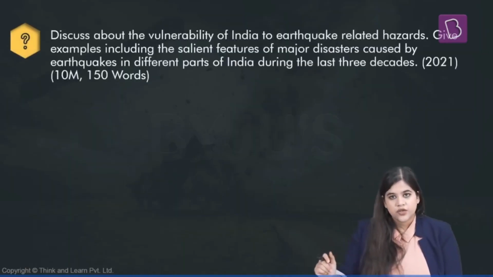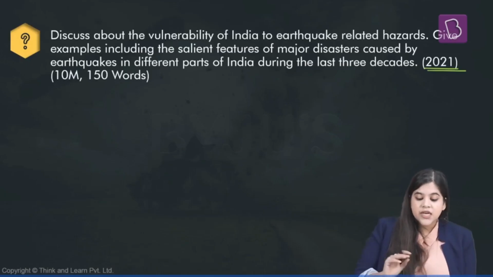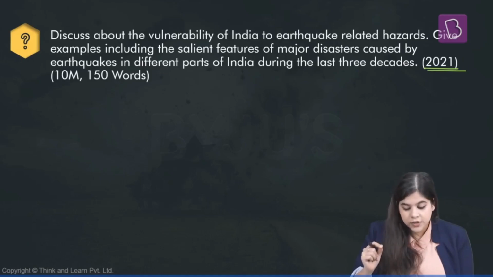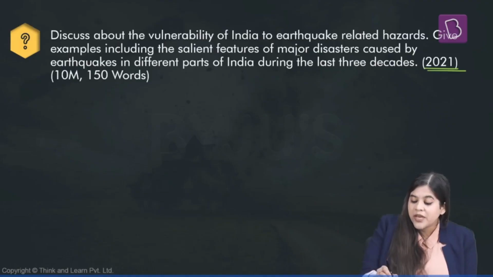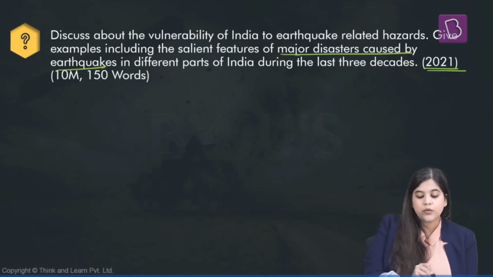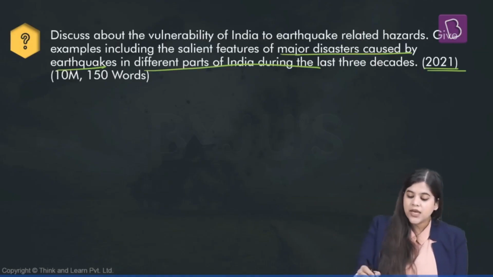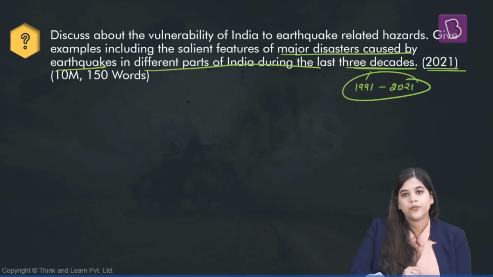Let's go to the next question. It came in the year 2021. Discuss the vulnerability of India to earthquake-related hazards. Give examples including the salient features of major disasters caused by earthquakes in different parts of India during the last 3 decades, that is from 1991 till the year 2021.